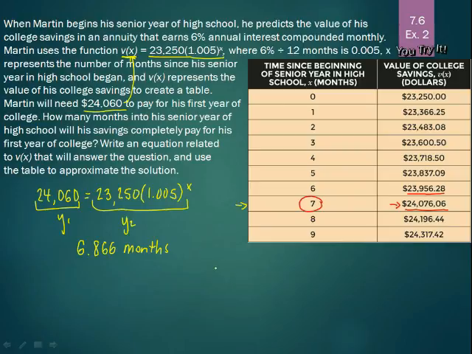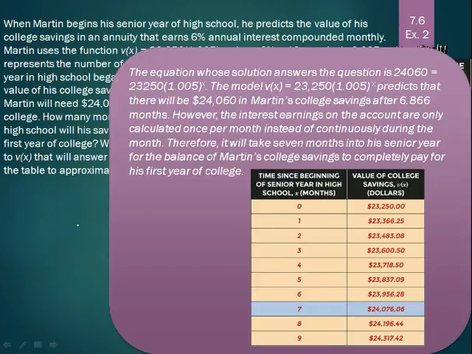And so let's go ahead and summarize our answer. The equation that answers the question is 24,060 = 23,250 × 1.005^x. The model v(x) = 23,250 × 1.005^x predicts that there will be $24,060 in Martin's college savings after 6.866 months. However, the interest earnings on the account are only calculated once per month instead of continuously during the month. Therefore, it will take 7 months into his senior year for the balance of Martin's college savings to completely pay for his first year of college.